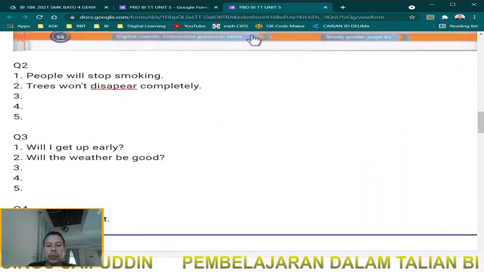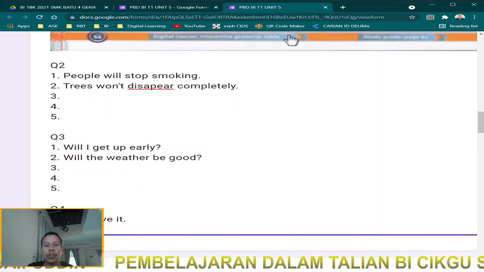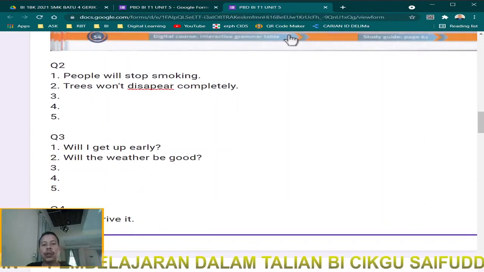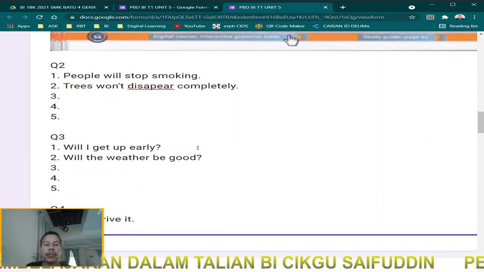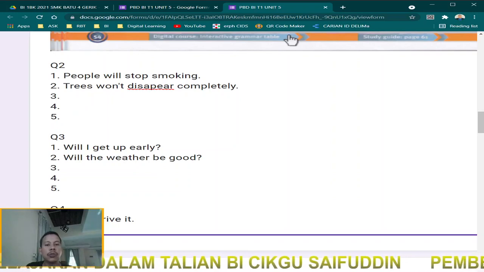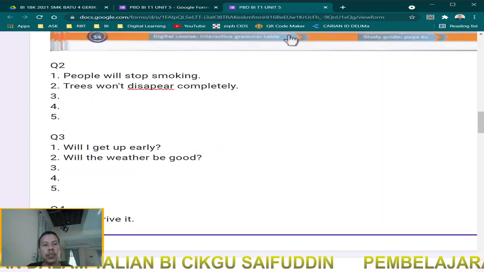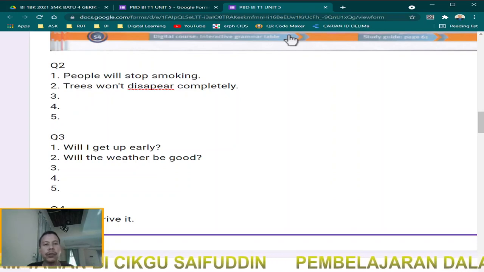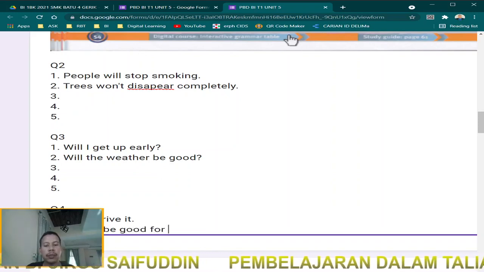So, dia menggalakkan kita menggunakan ni. So, you have to use the short forms. You apostrophe L. You will drive it. The singkatan untuk you will drive it. So, for example, for question 2, it will not. So the short form for will not is it won't. It won't be good for the environment.